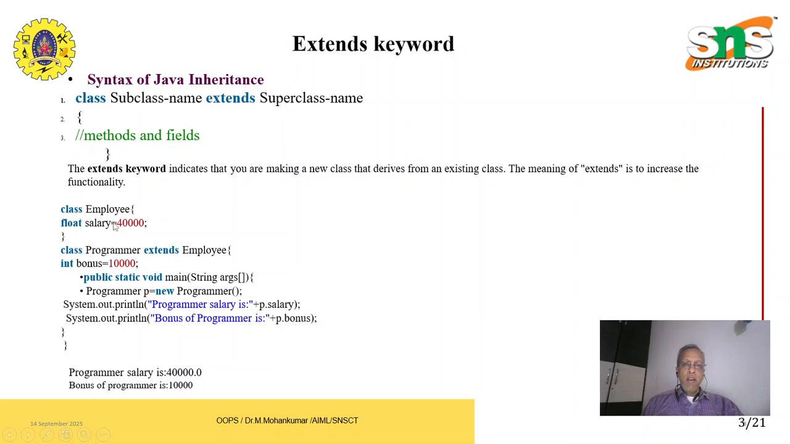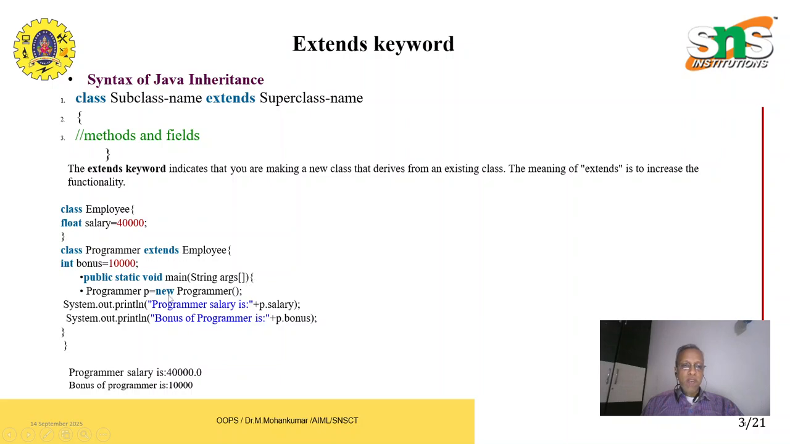For the best example, class Employee has float salary equal to 40,000. Then class Programmer extends Employee. Here I am using that extends keyword. So this class has some variables, and I am going to use the variable from Employee in the class Programmer also. Additionally, it has int bonus equals 10,000. Then public static void main String args, this is for declaring the objects.